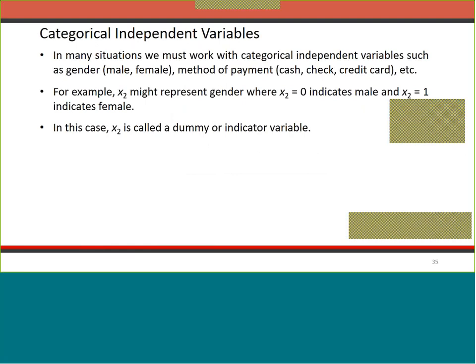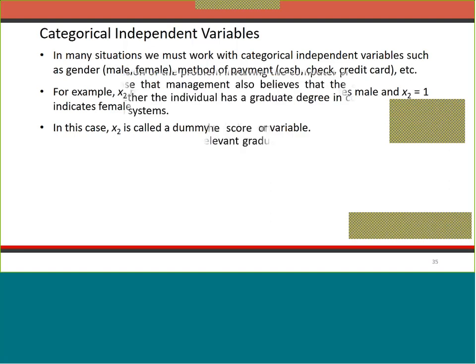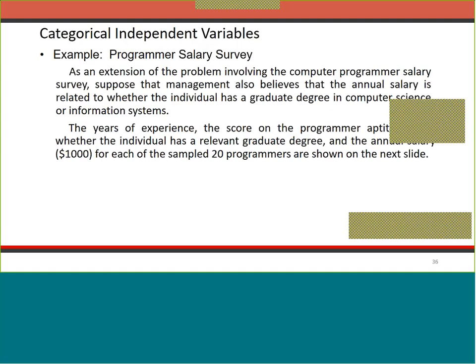Suppose x2 represents the gender: x2 equal to 0 indicates male and x2 equal to 1 indicates female. So you can represent a categorical variable like this. In this case, x2 is called a dummy or indicator variable. Fine. So I'll solve a problem on categorical independent variables now. I'll take a small break.